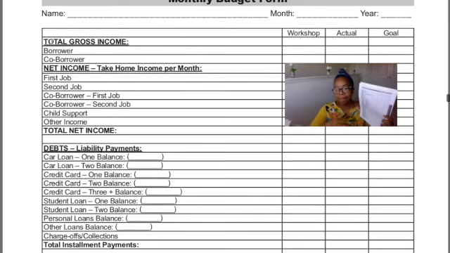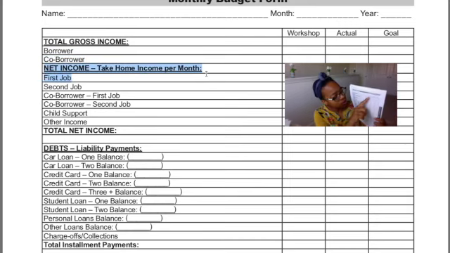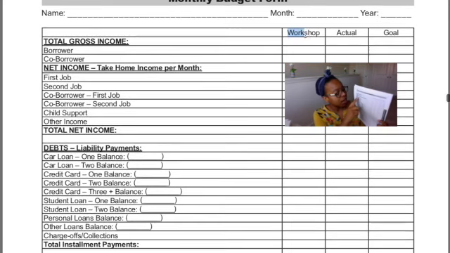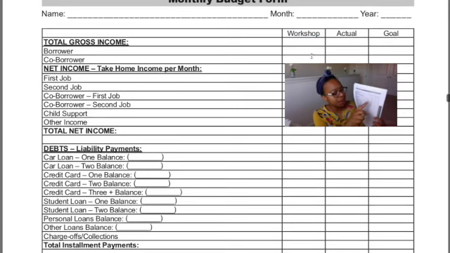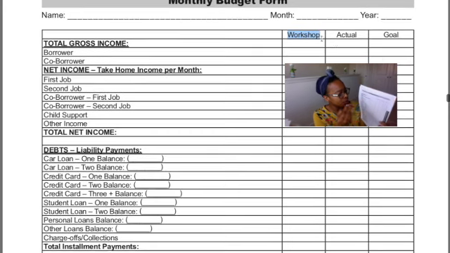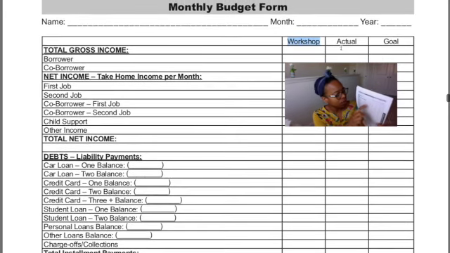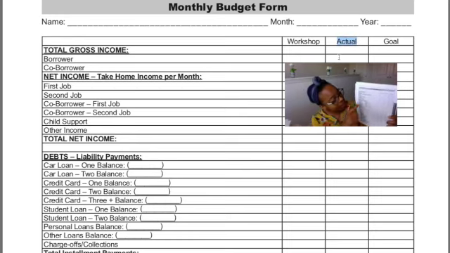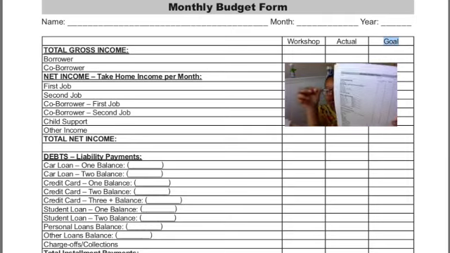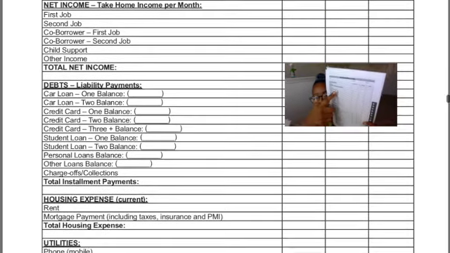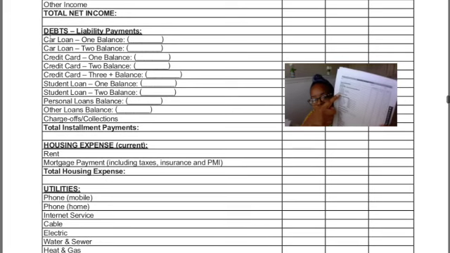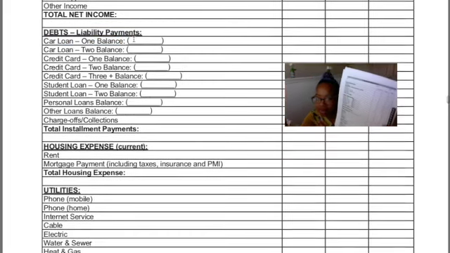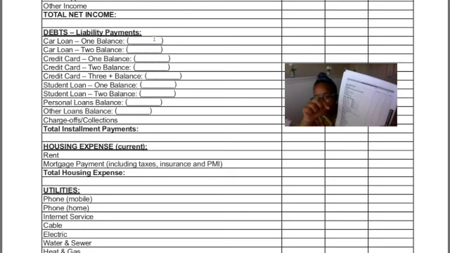You would write down the total gross income. You have where it says the borrower, co-borrower. You also have the section where it's the net income. Now, this section right here is what you would fill in before going to the workshop or during the workshop. And then when you get home after hearing all of the information, you're going to write down what the amounts actually are. And then in this last column, you're going to write what your goal for those specific categories to actually be. For instance, like your car loan, you're going to find out from the statement how much the balance actually is, and you're going to write that down.